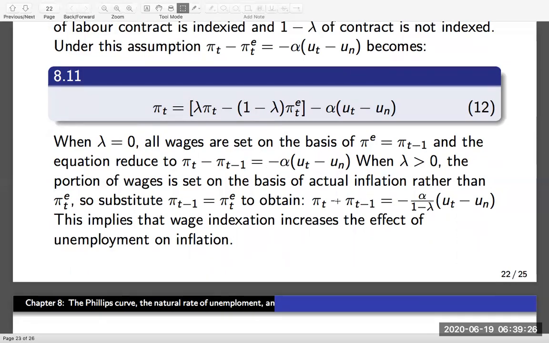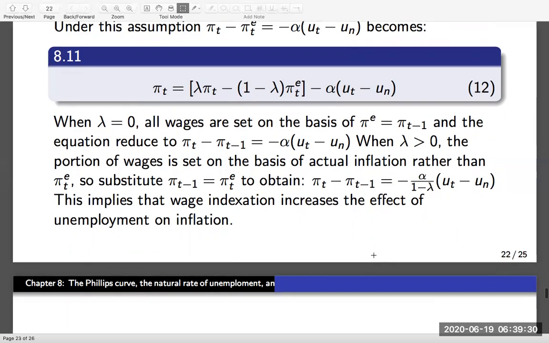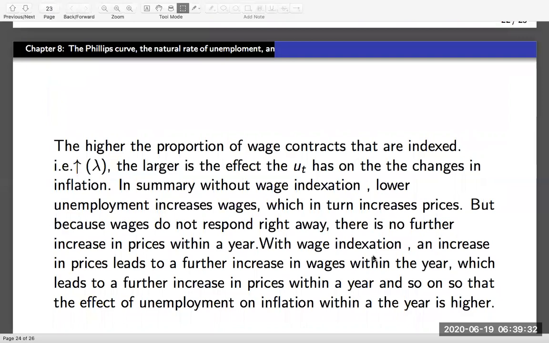But here it is different. It's alpha over 1 minus lambda times the deviation. So the higher the proportion of contracts that are indexed, the larger the effect unemployment has on changes in the inflation level.